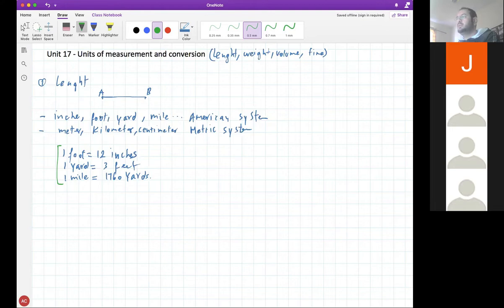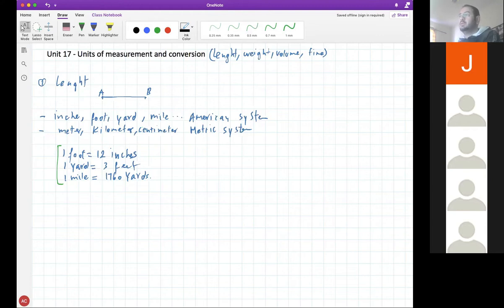Miles is a little too big, and feet is a little too small, for example, for measuring the size of a stadium. And when the distance is much bigger, for example, the distance between two cities, A and B, the yards might be a little too small, so you want to use miles instead. So depending on the length of the object you're trying to measure, we choose the appropriate unit. That's the American system. Now let's see the metric system.